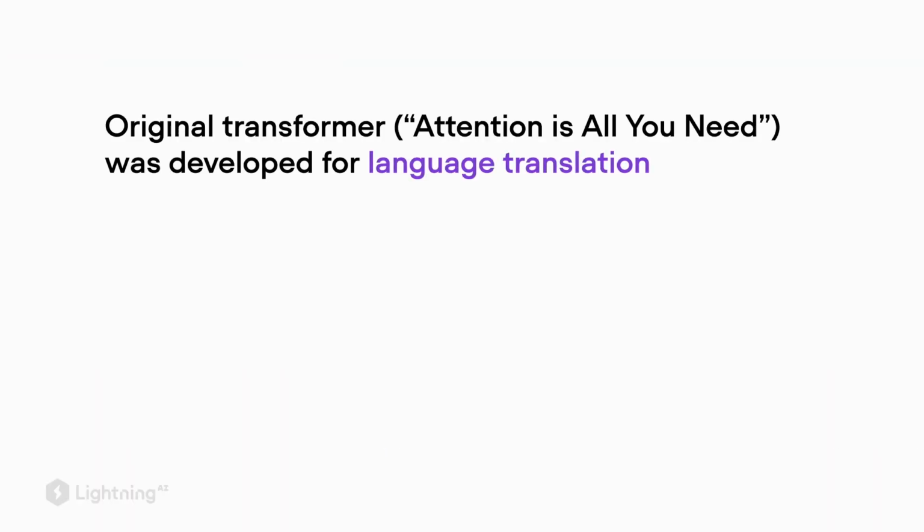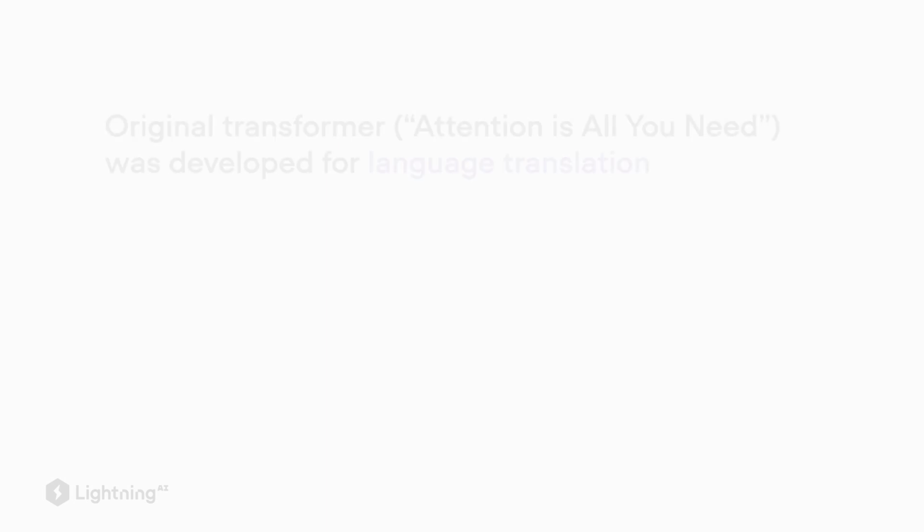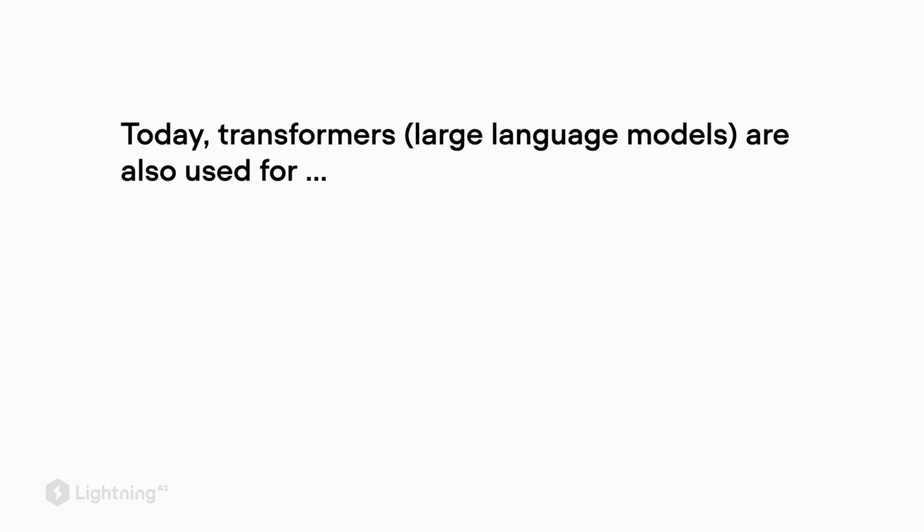Alright, let's now talk about these large language models that are so popular. And we will start by talking about the two main ingredients. So originally the transformer architecture in the paper Attention is All You Need was developed for language translation, as we discussed in the previous videos. However, nowadays transformers or large language models are used for many other types of tasks.